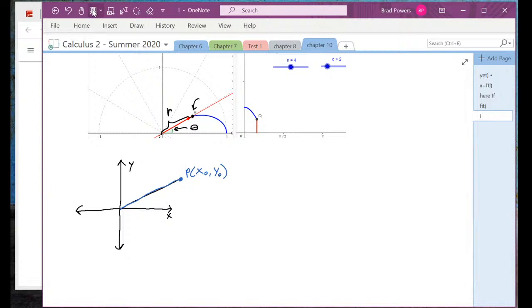Now, you could always imagine that there are other ways to describe this point, and that's what polar coordinates do. They're saying, instead of describing this point with an X distance and a Y distance, where this is my Y naught, this is my X naught distance, and that's how I get the point.